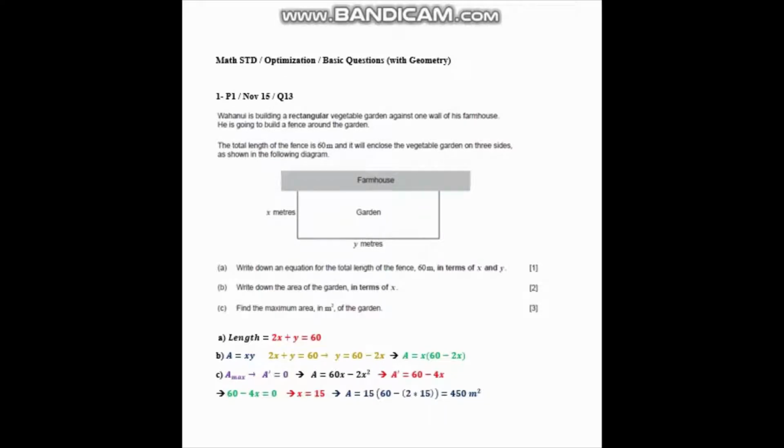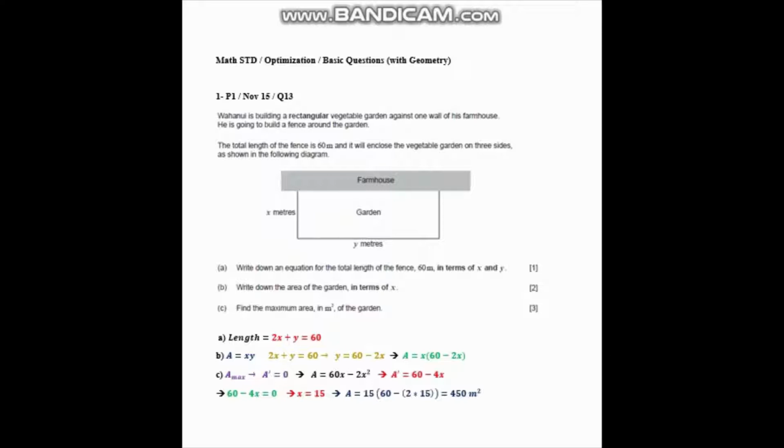So we are told that there is a rectangular vegetable garden against a wall, and we are going to build a fence around the garden. The total length of the fence is 60 meters and it shall enclose the vegetable garden on 3 sides as shown in the diagram. I'm just reading the wording of the problem.